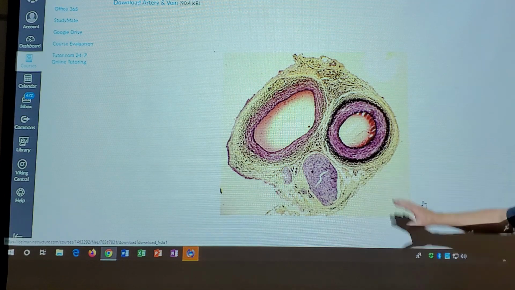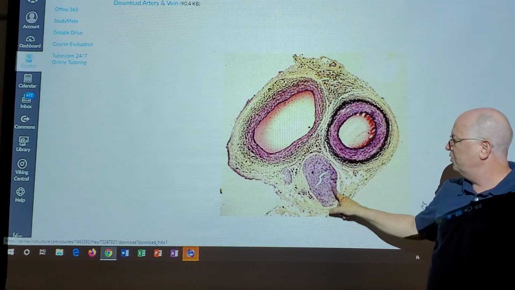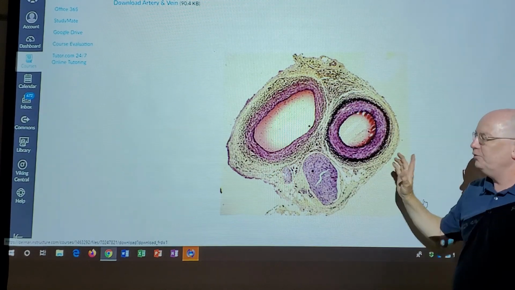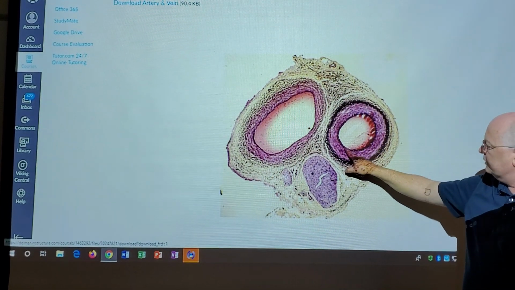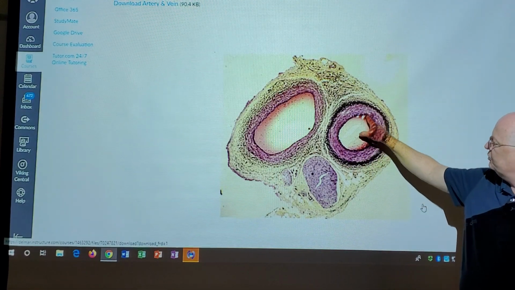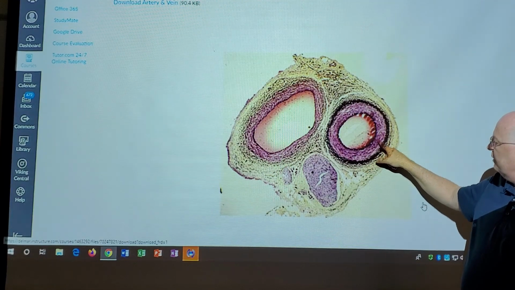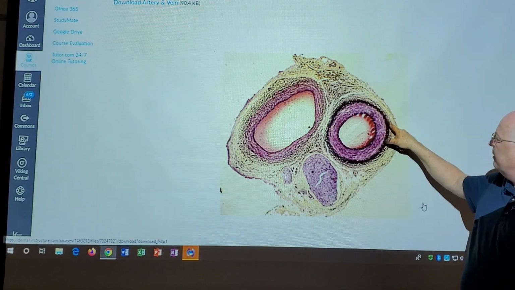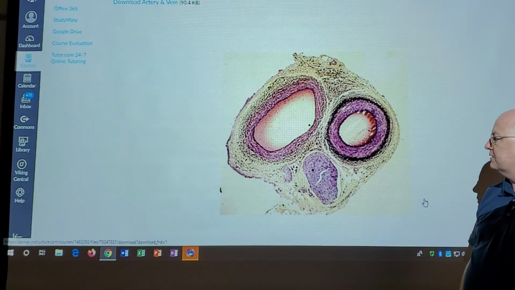But what you see here is an artery, a vein, and then a nerve traveling next to it, all wrapped in some connective tissue. If you look at the artery, this would be the lumen with lots of blood cells in it. This dark inner layer here would be the tunica interna. It's made out of elastic tissue. This middle layer is the tunica media, which is smooth muscle. And this outer layer is the tunica externa, which is more elastic tissue.